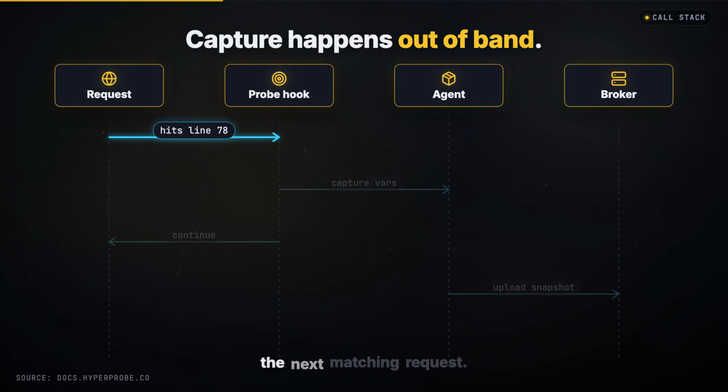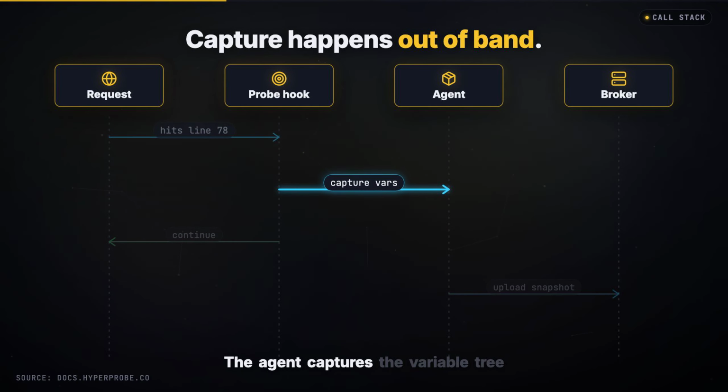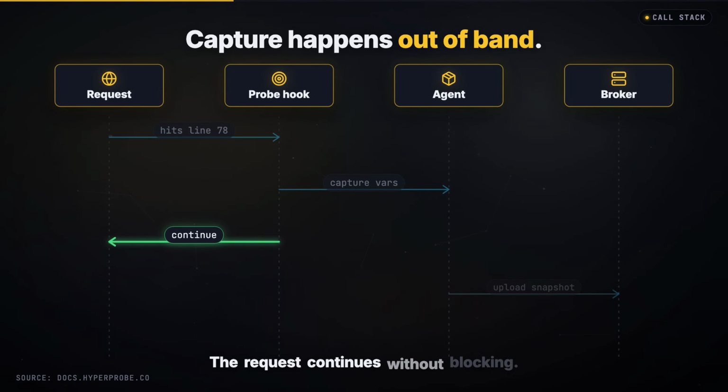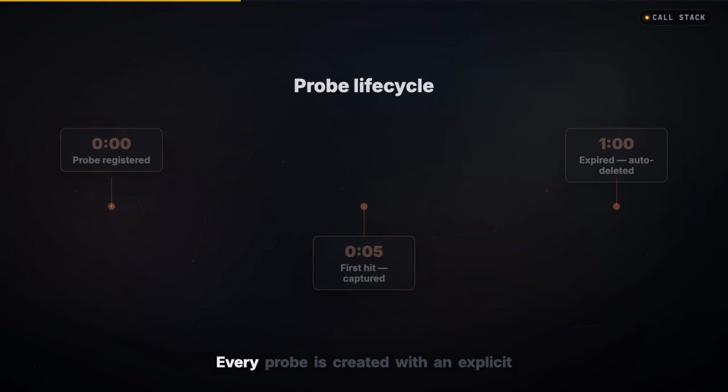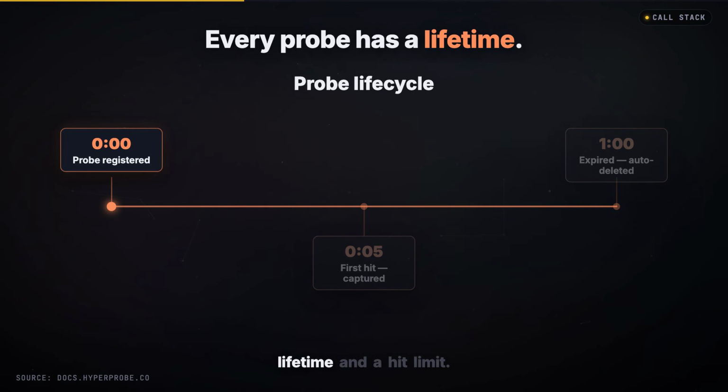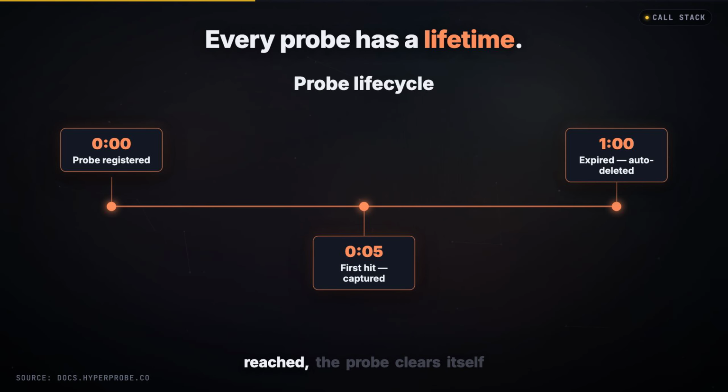The probe fires on the next matching request. The agent captures the variable tree asynchronously, out of band. The request continues without blocking. The snapshot uploads after the response has gone out. Every probe is created with an explicit lifetime and a hit limit. The default is 1 hour and 1 snapshot. When the clock expires or the hit count is reached, the probe clears itself automatically.